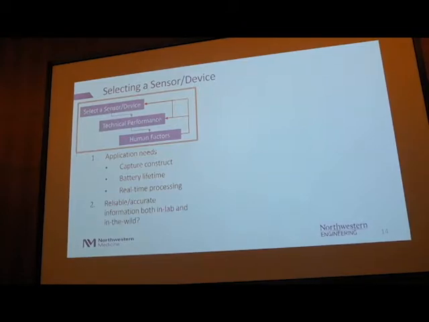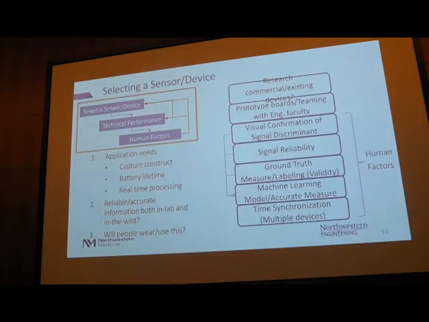And what the technical performance aspect helps us answer is whether it's reliable, accurate information that I can get both in lab and in the wild from these sensors. And again, our human factors really help us answer, will people wear this? And so here, these are several components that I'll be addressing as it relates to technical performance. Right, so I'll go through them.